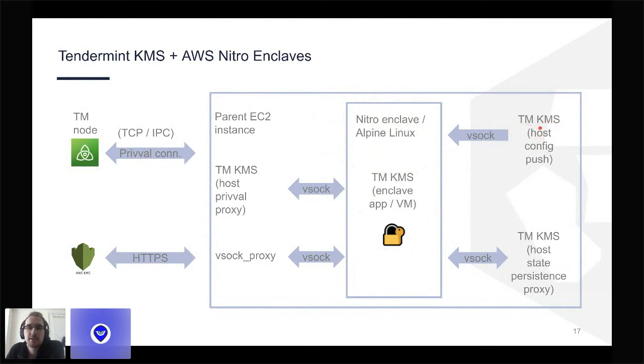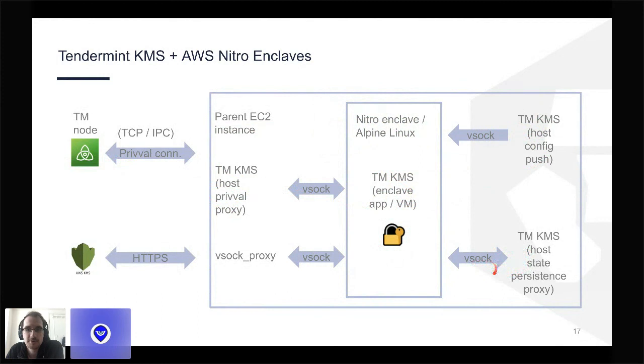So inside the parent instance, you would have one step to push the config to know what to connect to, what the chain ID is, and things like that. Then you have a proxy that will proxy the requests from Tendermint to this interface, the VSOCK.